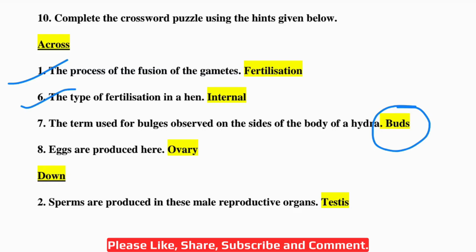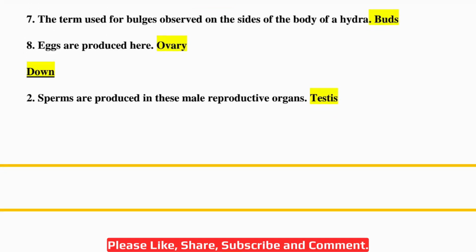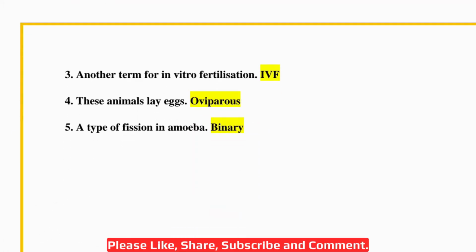Now the sixth one, the type of fertilization in a hen: internal fertilization. Then seventh, the term used for bulges observed on the sides of the body of a hydra: the term is buds. Eggs are produced here, where? Ovary. Now down. Sperms are produced in these male reproductive organs: testes. Another term for in vitro fertilization is IVF. These animals lay eggs, fourth one: oviparous. Then fifth one, a type of fission in amoeba: binary fission.